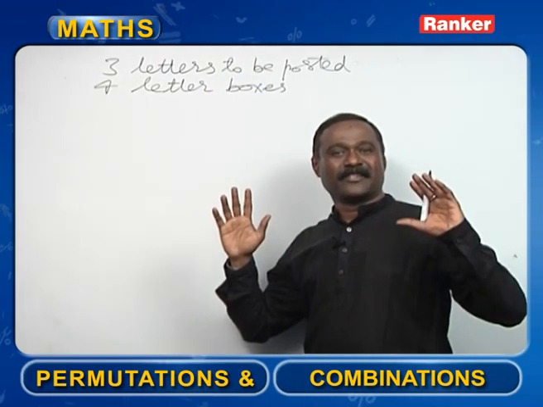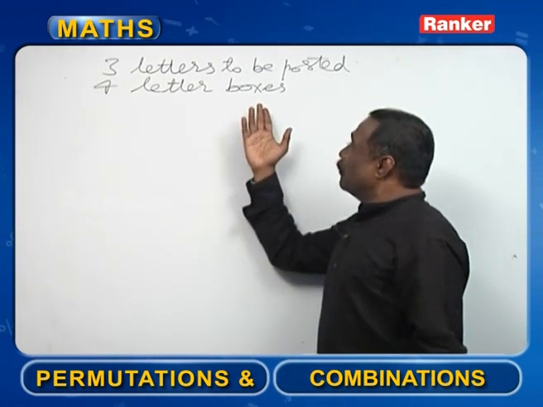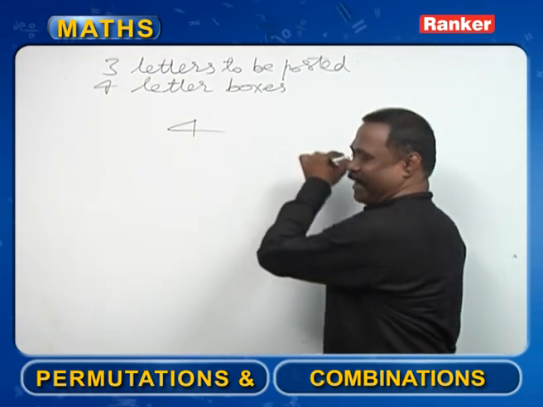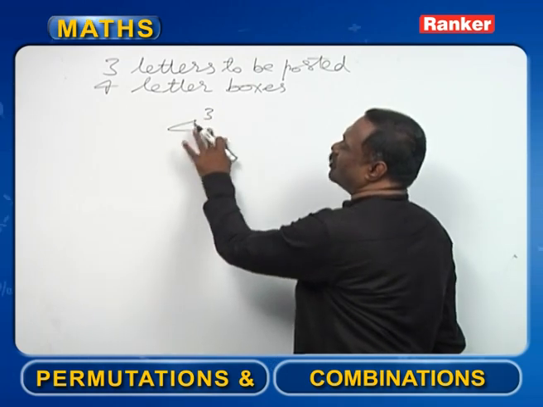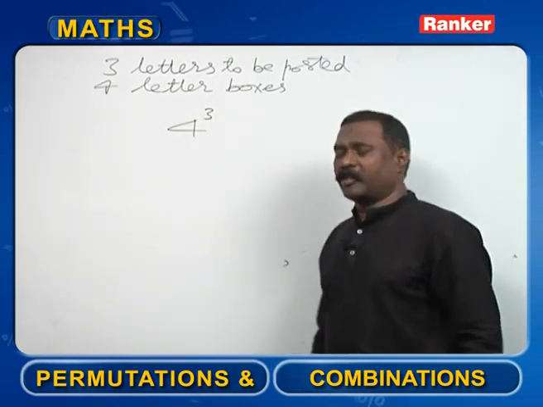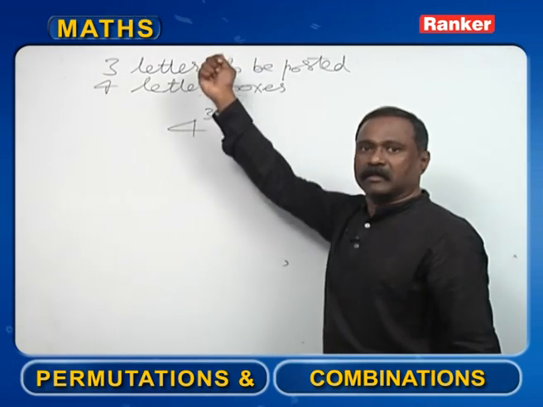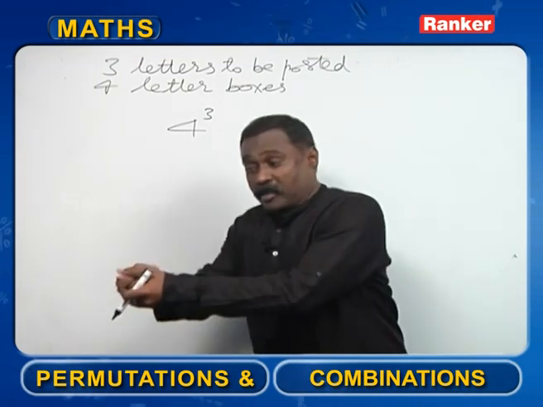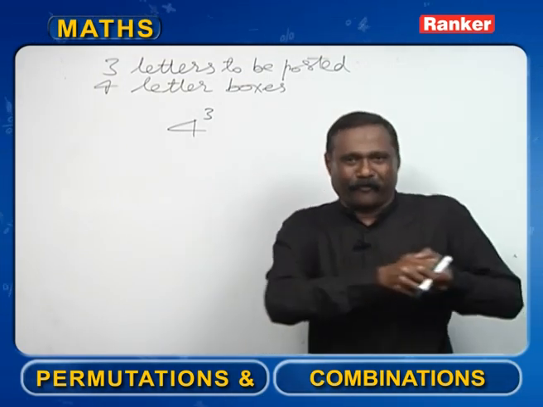So understand that. Which one should be the fixed one? The box should be the fixed one, and hence in this case it should be the base. What should be the power? The letters should be the power. It is 4 cube. How do you say this? The first letter is taken to the post box, and it can be posted in the first post box, second post box, third post box, or fourth post box.